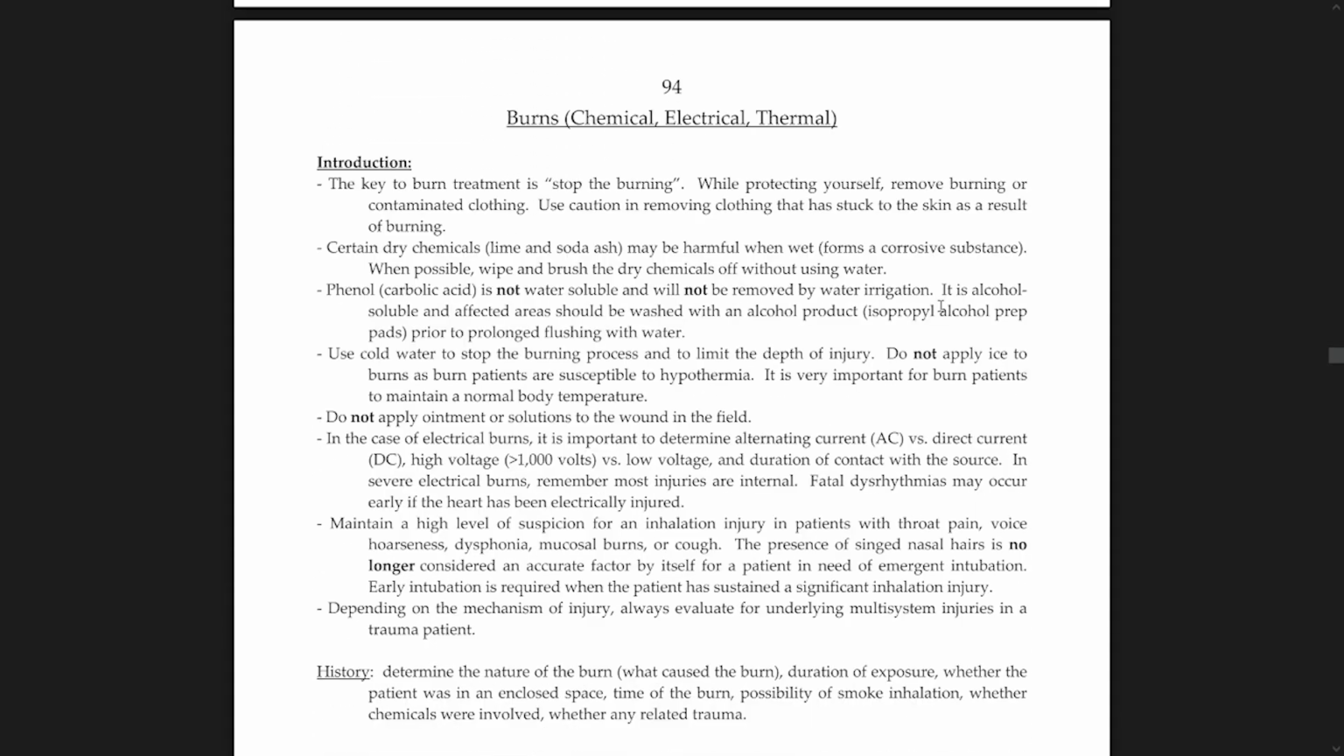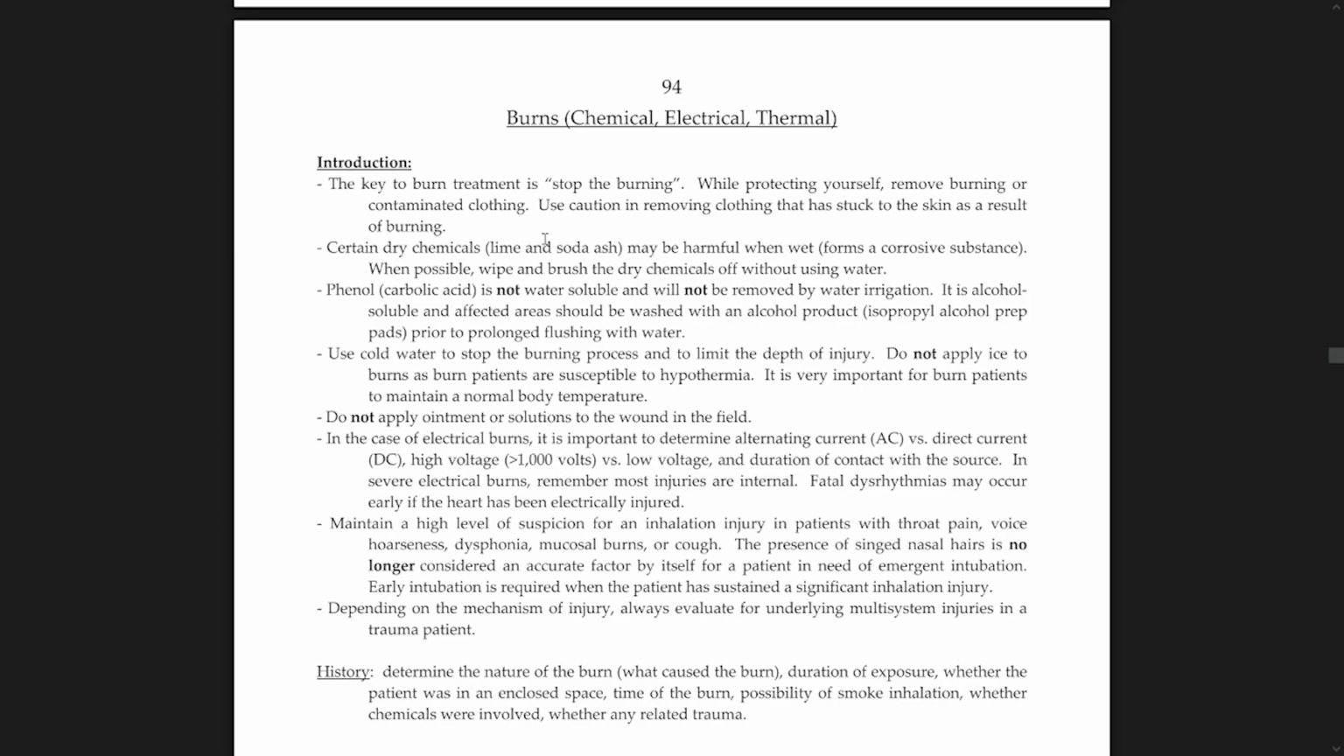For burns, either chemical, electrical, or thermal, the key to burn treatment is to stop the burning. While protecting yourself, remove burning or contaminated clothing. Use caution in removing clothing that is stuck to the skin as a result of burning. Certain dry chemicals, such as lime and soda ash, may be harmful when wet, as they can form a corrosive substance. When possible, wipe and brush the dry chemicals off without using water.